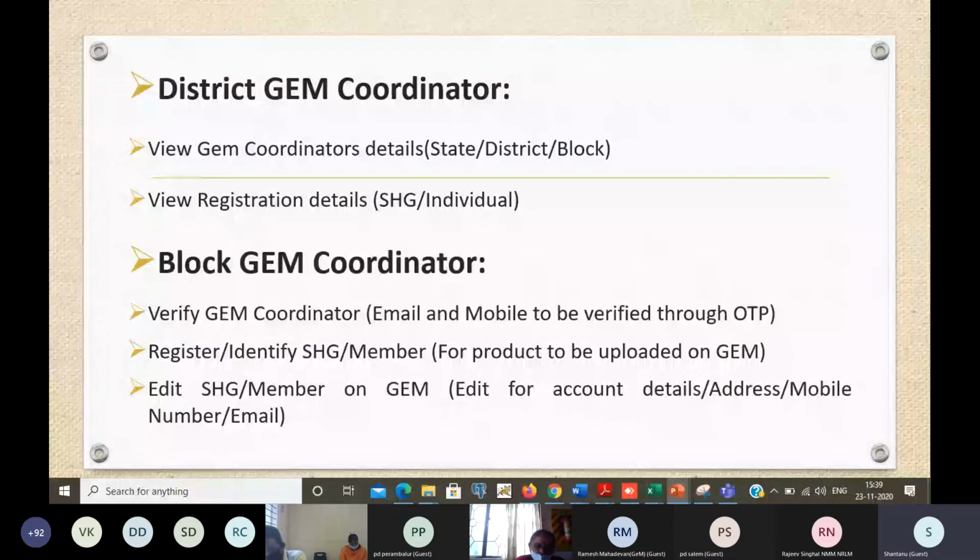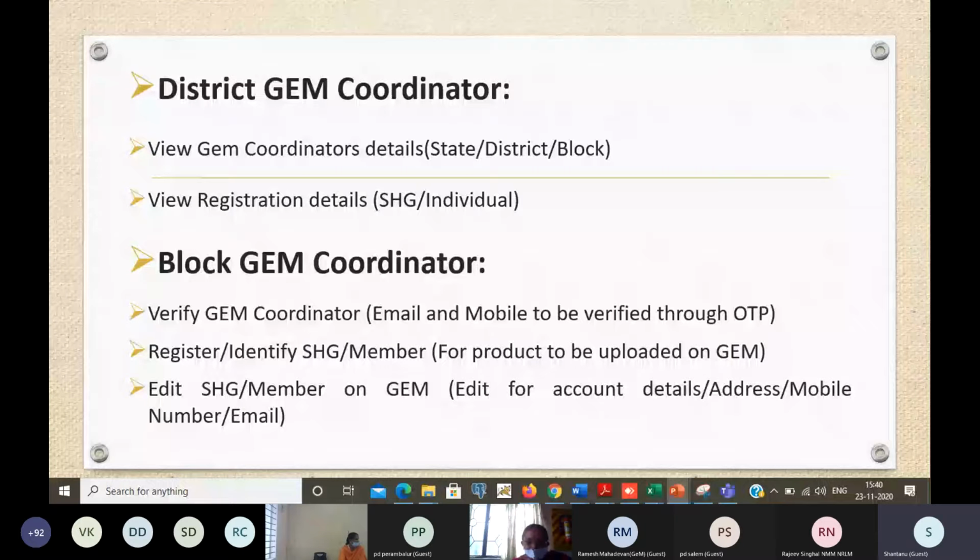Similarly, for the SHG also, at the block level, when the block GeM coordinator identifies the SHG and verifies through the OTP received on the mobile number or email ID, only then will the details of the SHG and the members be shared with the GeM team. Unless a single SHG or a single individual is identified and verified at the block level, the details will not be shared with the GeM team.